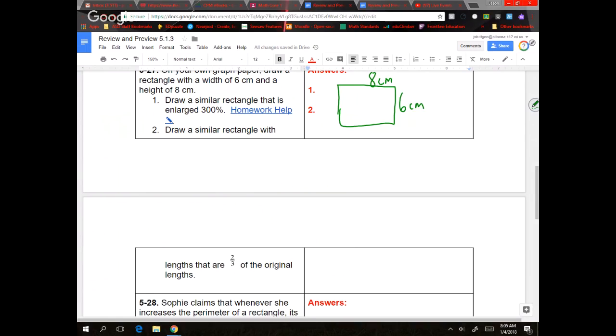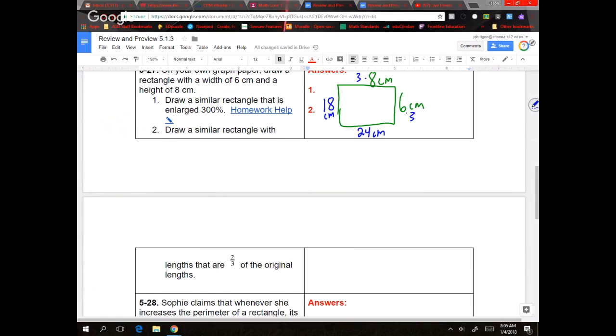Okay, so I'm thinking, well, 300% is 3 times as big as 100%, and 100% would be the original size. So it must be making it 3 times as large. So I'll do the new one in blue here. If I'm making each of these sides 3 times as large, 6 times 3, this new side here would be 18. And the other side, 3 times 8 is 24. So it would increase quite a bit.